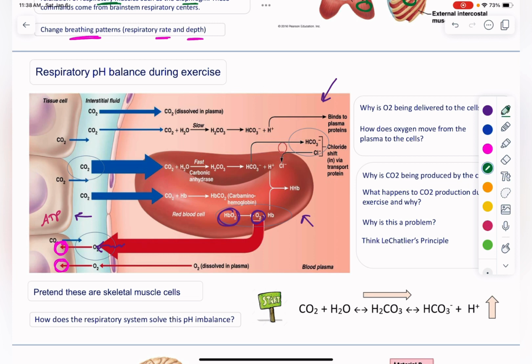Then we see carbon dioxide being produced from these cells and moving by simple diffusion from the cells into the interstitial fluid and inside the capillary. And my question is, why is CO2 being produced by these skeletal muscle cells? Well, CO2 is a byproduct of cellular respiration. So we take glucose and oxygen, and it gets converted to ATP, carbon dioxide, and also water.